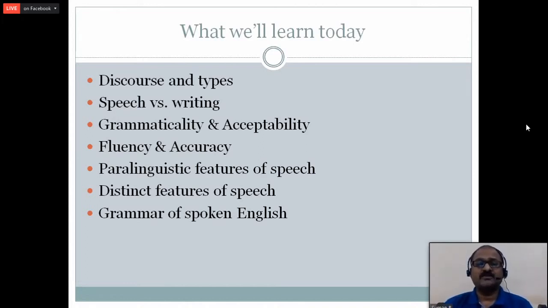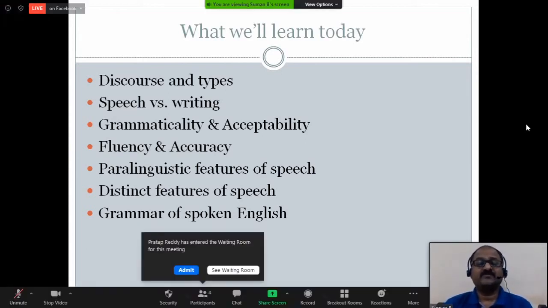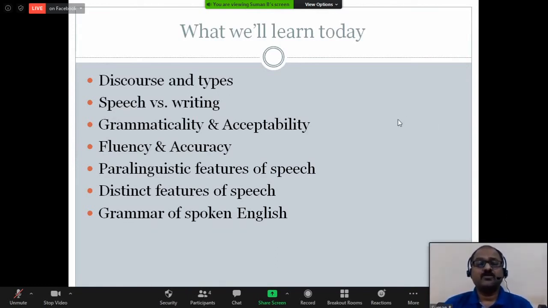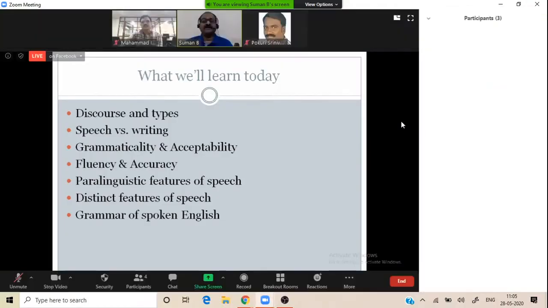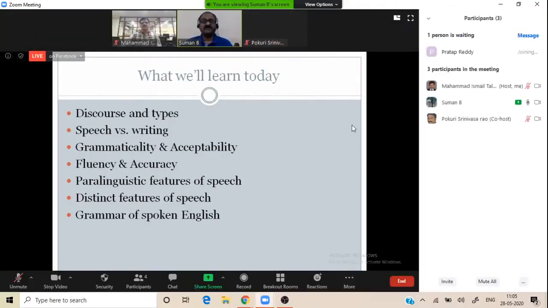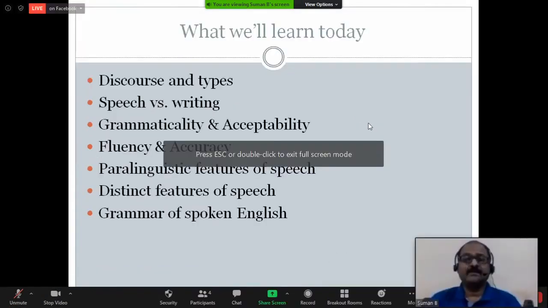We are also going to talk about the notions of grammaticality and accent, and the relevance of this understanding in trying to improve our spoken English capacities. We will talk about fluency and accuracy, and the implications of understanding these concepts while learning or teaching spoken English. And what are the paralinguistic features of speech, and how can they help us communicate better while speaking?